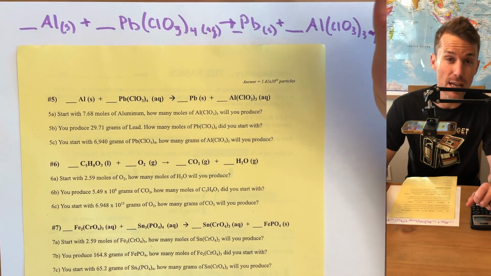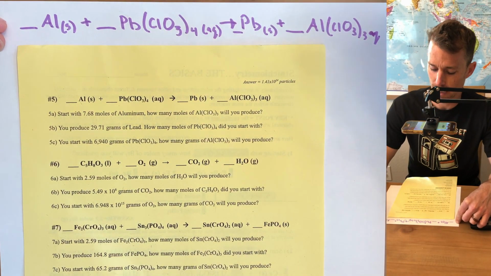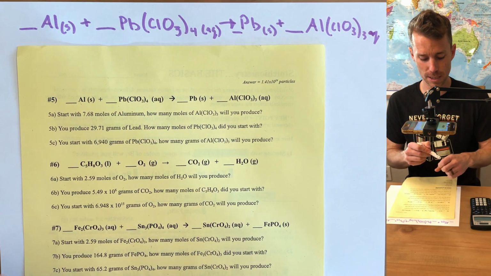Today we'll be doing stoichiometry. We'll be looking at aluminum reacting with lead chlorate to produce lead and aluminum chlorate. So let's start that out and see how we do.